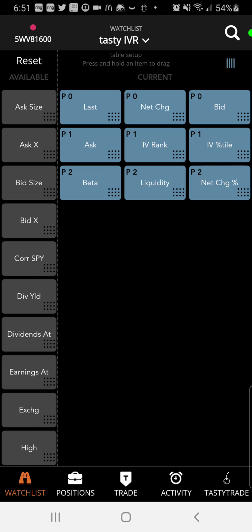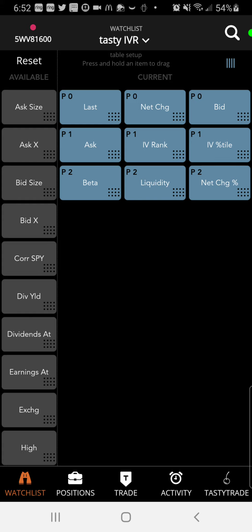So these are the categories that I add: the last price that was sold, the net change percentage, the bid, which is the highest that any particular buyer is willing to pay, the ask, which is the lowest that any particular seller is willing to sell for, the IV rank, the IV percentile. Those are the numbers that we're looking for. The higher they are, the more opportunity there is.